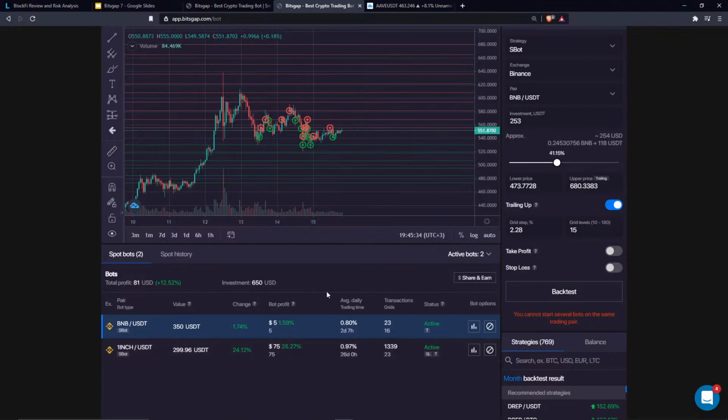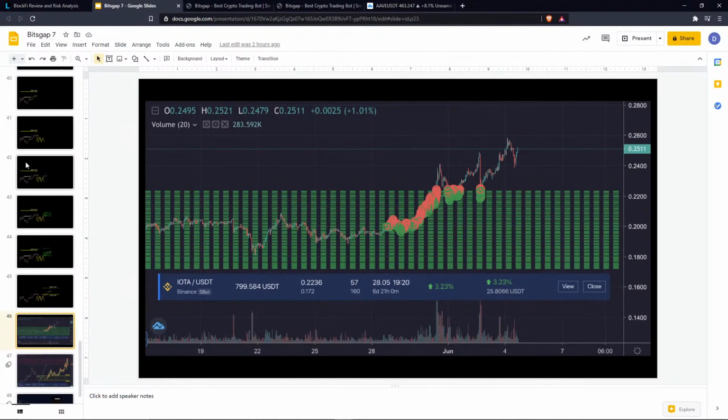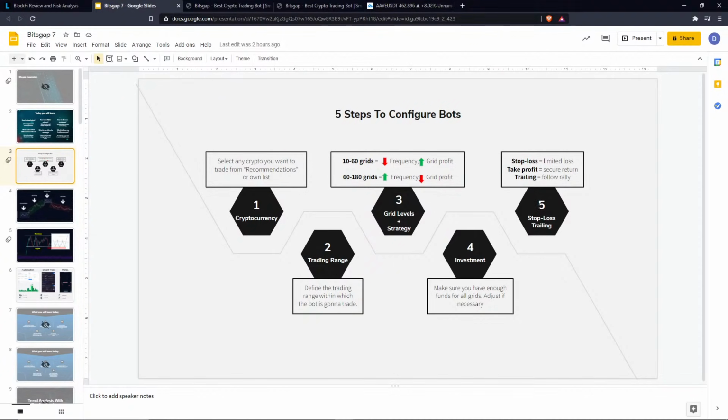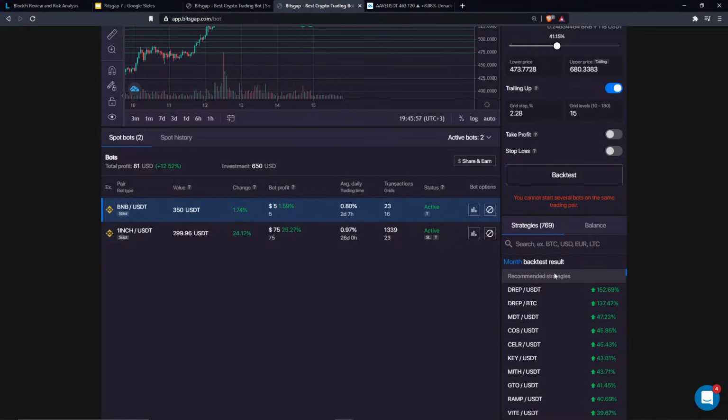Okay, so let's go quickly back to the agenda of today. We covered 5 steps when it comes to automation. First, you define the crypto that you want to trade. You may have your own list of favorite coins that you trade, or if you don't know which crypto to trade, then thanks to the recommended strategies that we have here based on top performance, these are the cryptocurrency pairs on which the bot made the most during the last month.